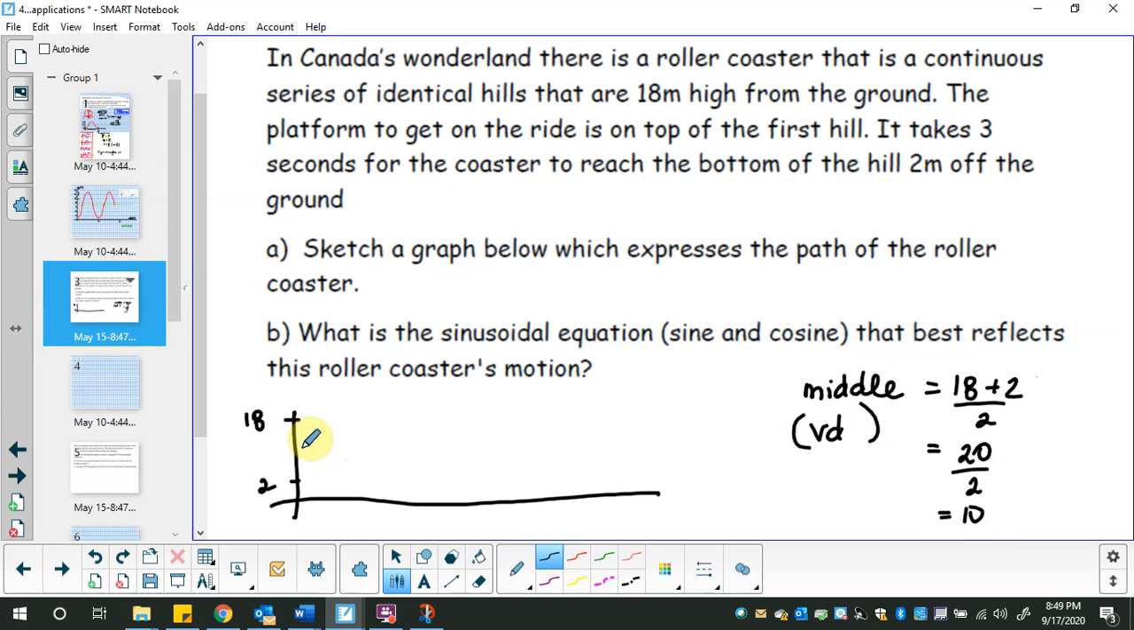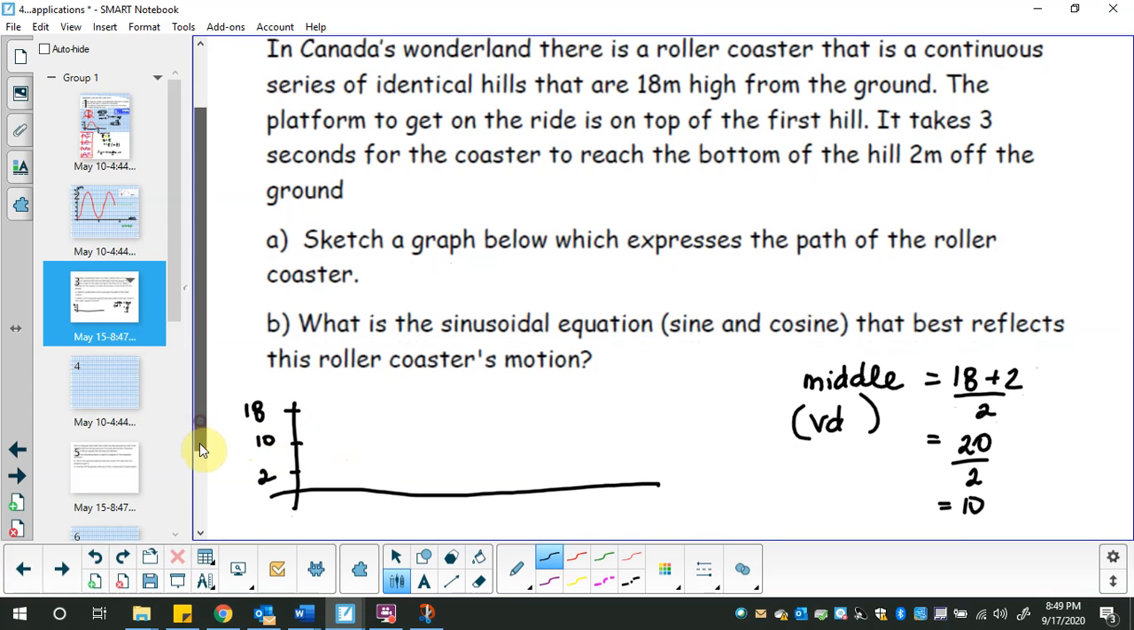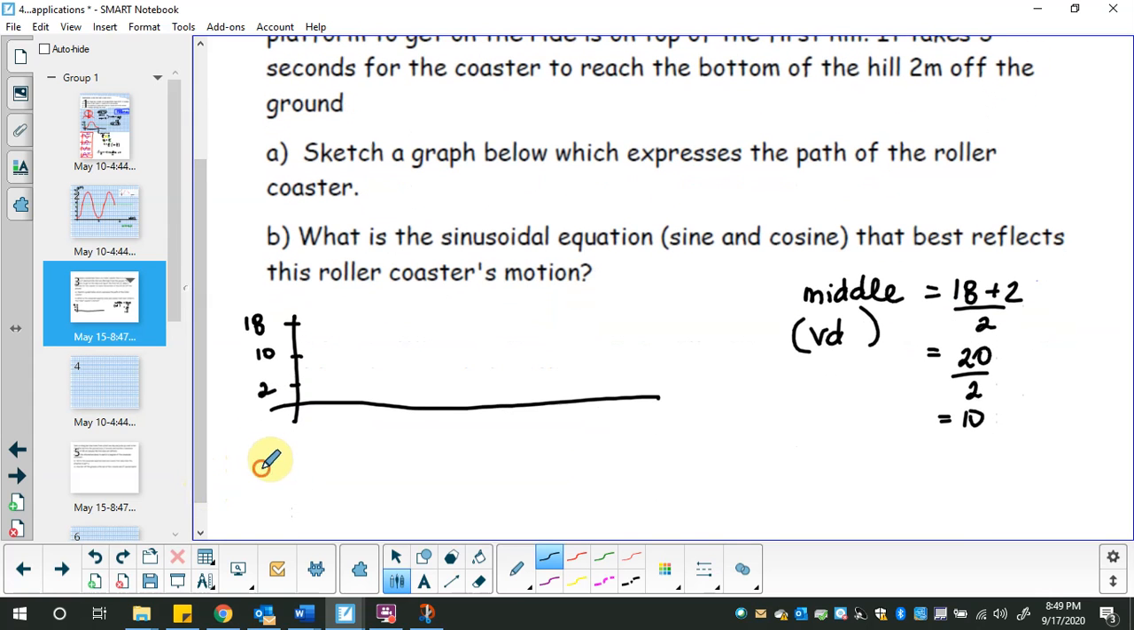So the middle is 10. And once you find the middle, you should be able to find the amplitude by looking at your little doodle. So 10 minus 2 is 8, or 18 minus 10 is 8. They both should be the same.